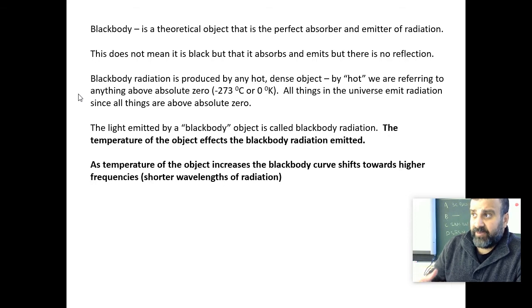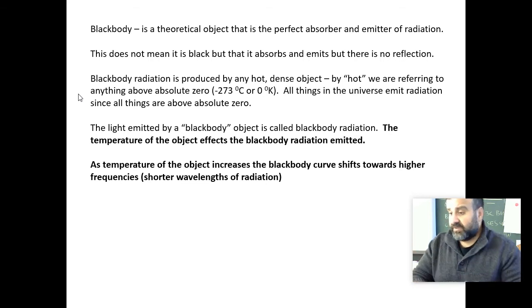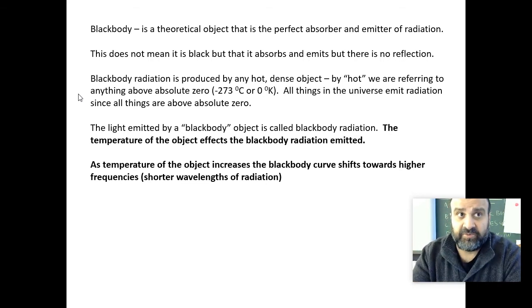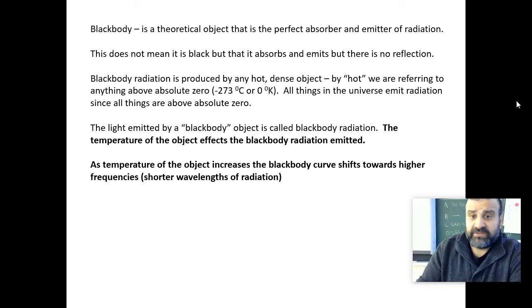When a blackbody gives off light, whether that light is X-rays or radio waves or visible light, we call that blackbody radiation. Temperature affects the radiation that is given off. The hotter the temperature, the higher the frequency of the wavelength, meaning the bluer the light is. So the temperature of the object affects the blackbody radiation emitted, and follow along with the mouse.